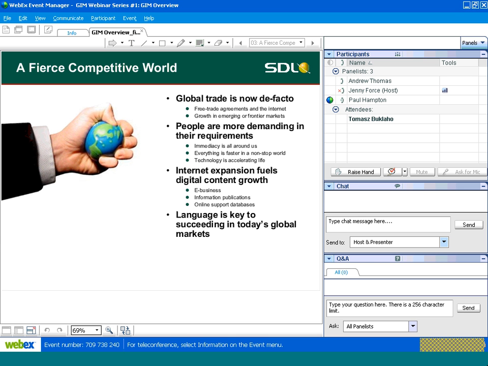For many companies, they may find that their local market is actually saturated. So it could be that within Europe there is no room to grow, and companies are now starting to focus on the emerging or the frontier markets, countries like India and China. And again, language is going to be important in allowing you to support those countries.